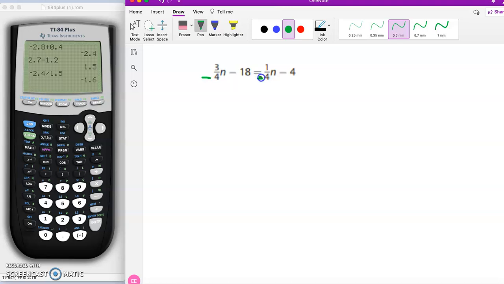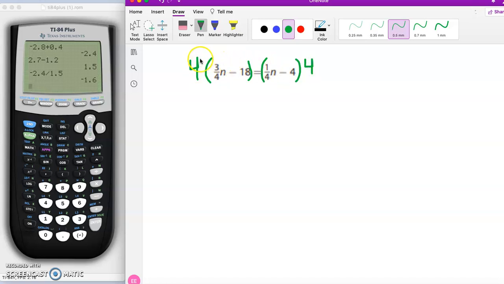So what I'm going to do is look at my denominator, the bottom number of the fraction right there, and see, okay, what do these two numbers have in common? Well, this one was pretty easy. They're both 4. They both have 4 in common. So I'm going to multiply both sides of my equation by 4. And you'll see that this gets the fractions into whole numbers.